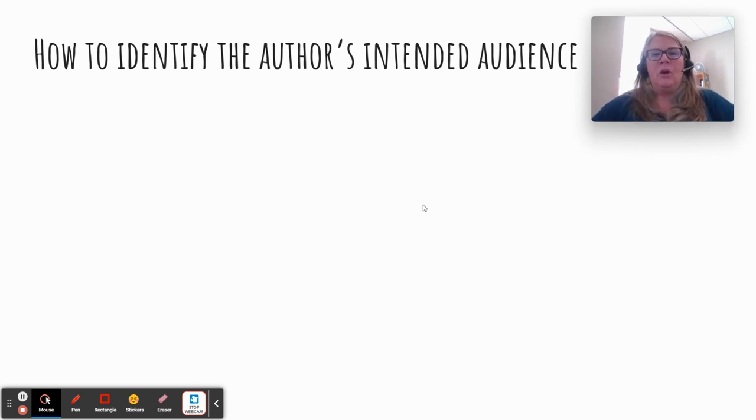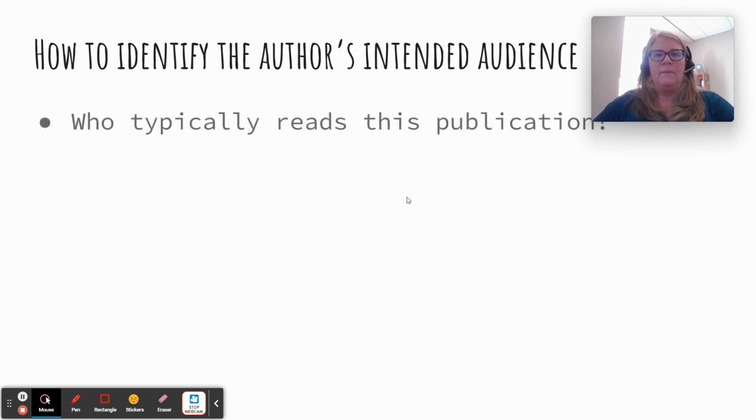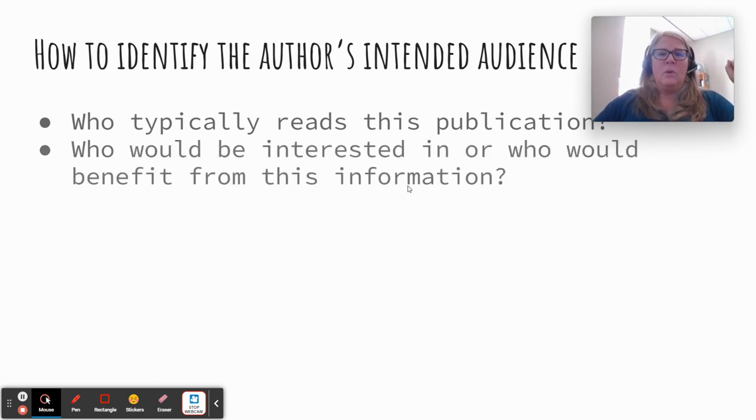So when you think about the author's intended audience, it's like, who are they trying to reach, right? It's not necessarily who the article is about, but we'll get into that, who it's not. So one thing you might think about is who typically reads this publication. So if I'm looking at the New York Times, I want to figure out who's a typical reader of the New York Times, okay? Generally, probably a little bit older. They tend to lean liberal. They tend to be fairly well educated. Those are some of the characteristics of the readers of the New York Times.